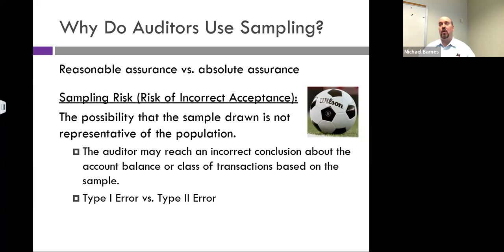But we do need to rely on sampling to some degree because, again, it's just not feasible or practical for us to perform full testing of most of the populations that we're going to look at, or many of the populations we're going to look at.